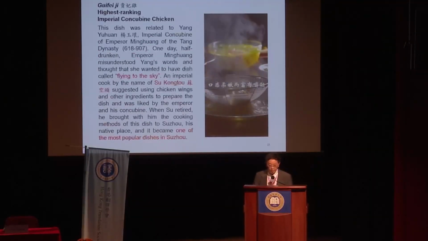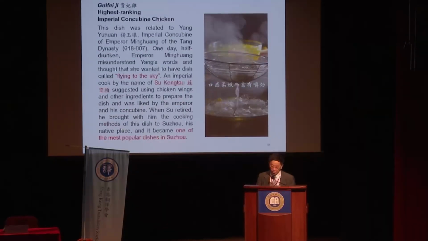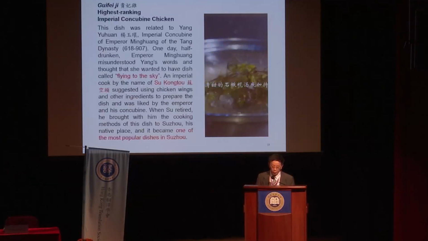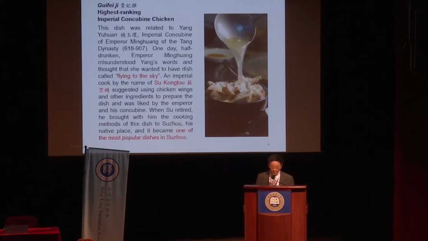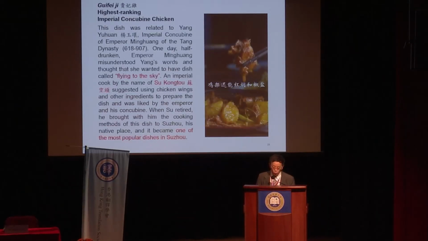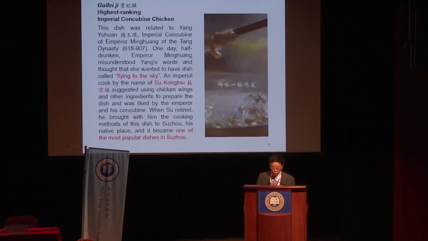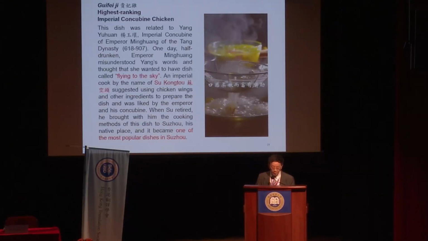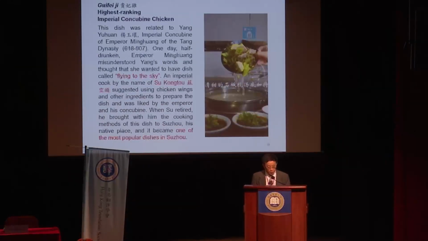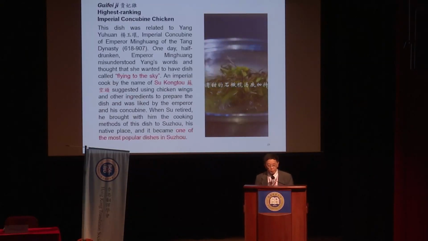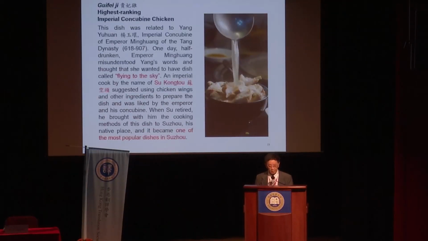And then we have got Yang Guifei into the picture because Yang Guifei expressed interest in flying to the sky. So somebody called Su Kongtou actually prepared chicken wings according to her design, and this happened to be one of the most popular dishes in Suzhou, known as Gui Fei Ji, and so on.